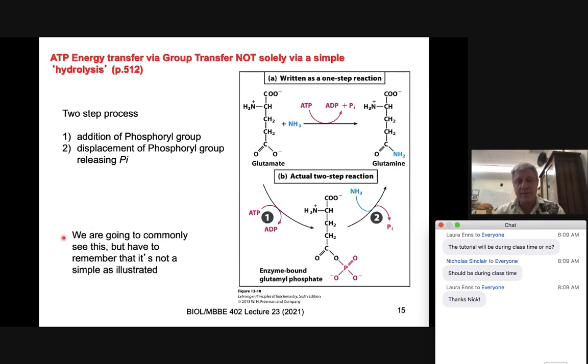So we're going to commonly see this throughout the rest of the semester. I want you to keep familiar that this is not a simple approach. It's actually a more complex multi-step reaction than illustrated, which we'll see commonly in these particular types of reactions.